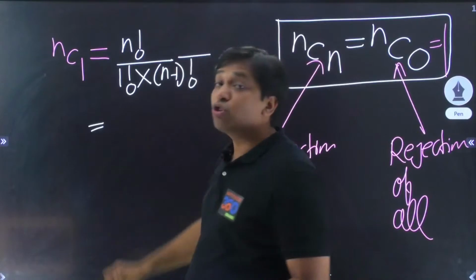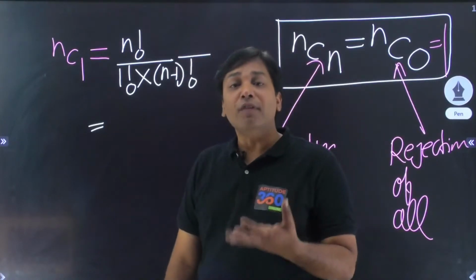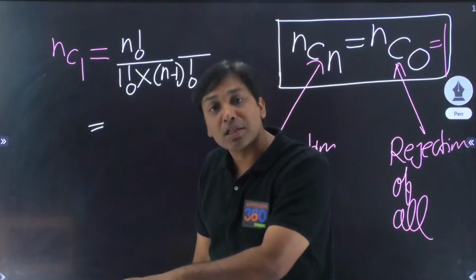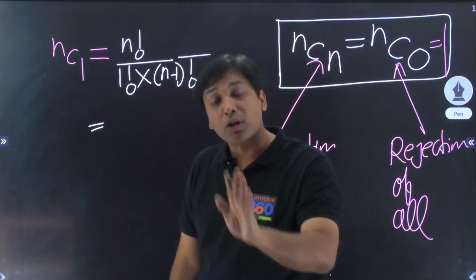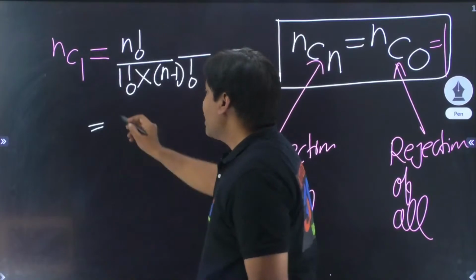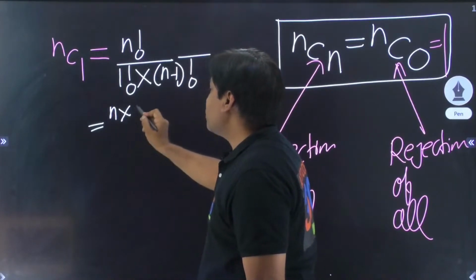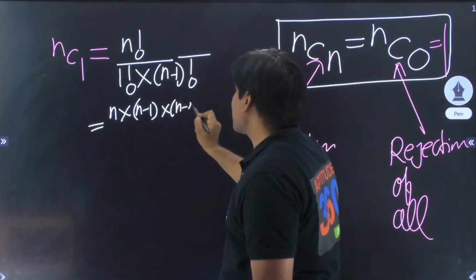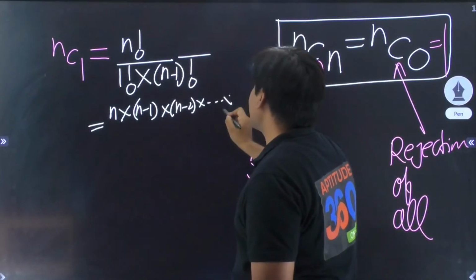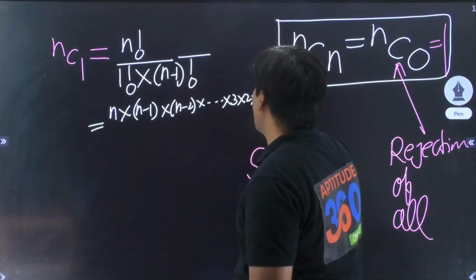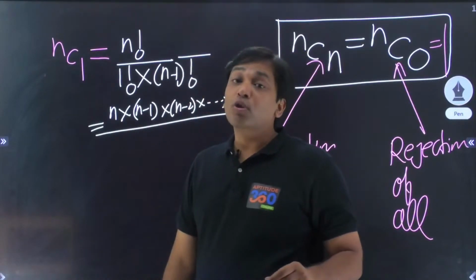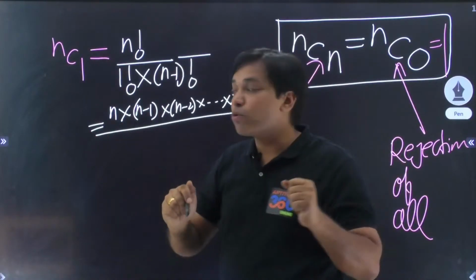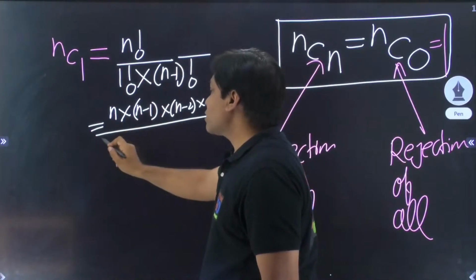So can I write the numerator? Because what is the meaning of n factorial? n into (n minus 1) into (n minus 2) into (n minus 3) into (n minus 4), and so forth and so on, up to 3 into 2 into 1. So it is the product of all the natural numbers from 1 to n. That is the meaning of n factorial. And 1 factorial is only 1.